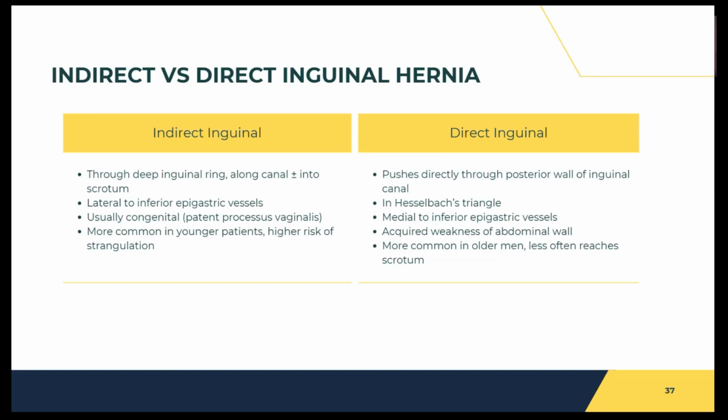Could anyone think of any examples of what might cause a direct inguinal hernia? What might cause an acquired weakness of the abdominal wall?